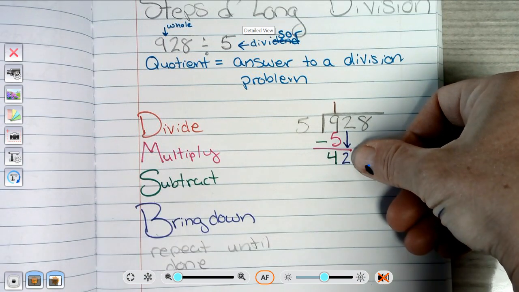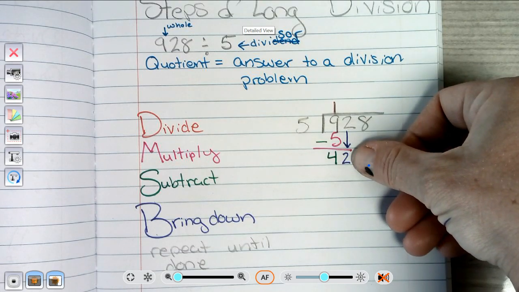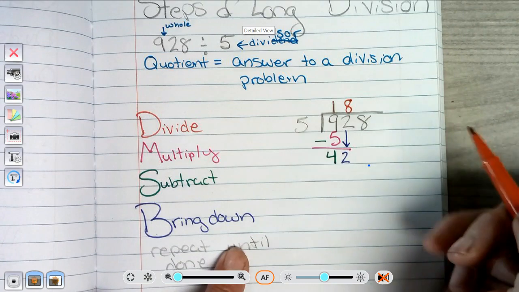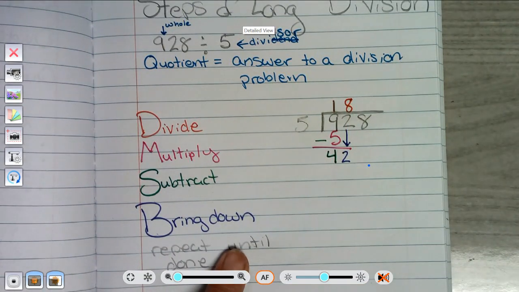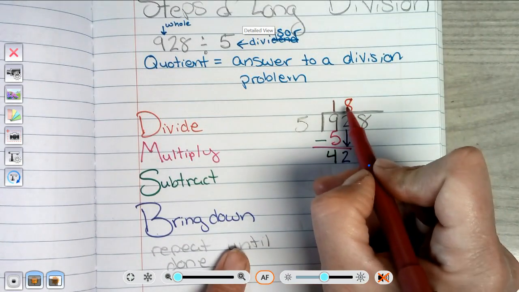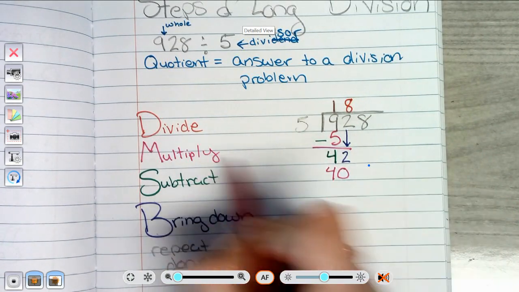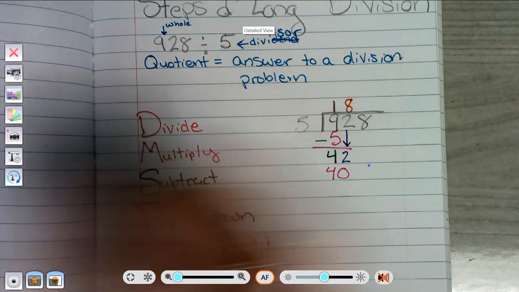Well, 5 times 9 is 45. 9 is too big. So I'm going to have to go with 8. It's only going to fit in 8 times. That was my divide. 5 will only fit in 8 times. Step 2, multiply. 8 times 5 is 40. See how I multiplied? Next step, subtract.